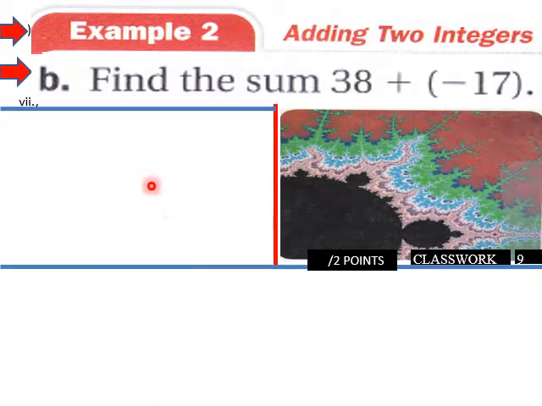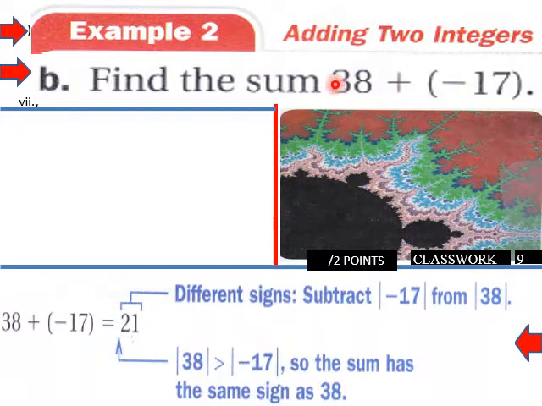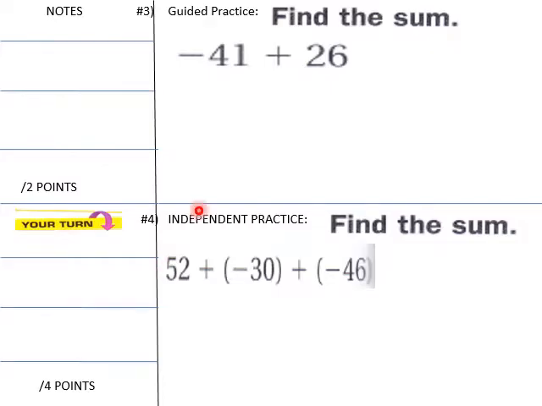And then example 2, part B, 38 plus negative 17. 38 is a larger number here, so the solution will be positive. So when we combine these two together, we subtract 17 from 38, and we get 21. So 38 minus 17 would be 21. The larger number here is 38. It's positive. So your solution will be positive in that situation.